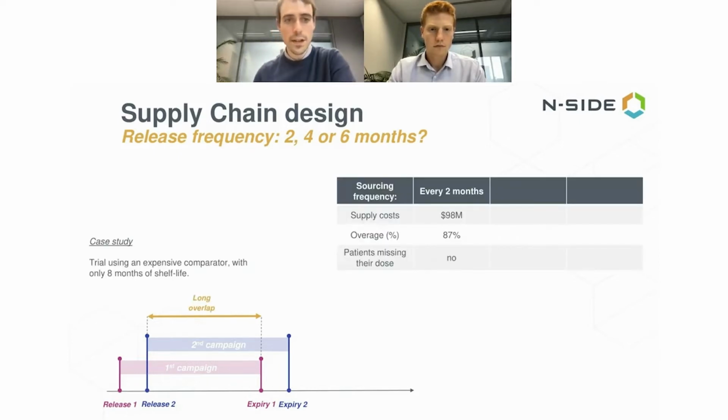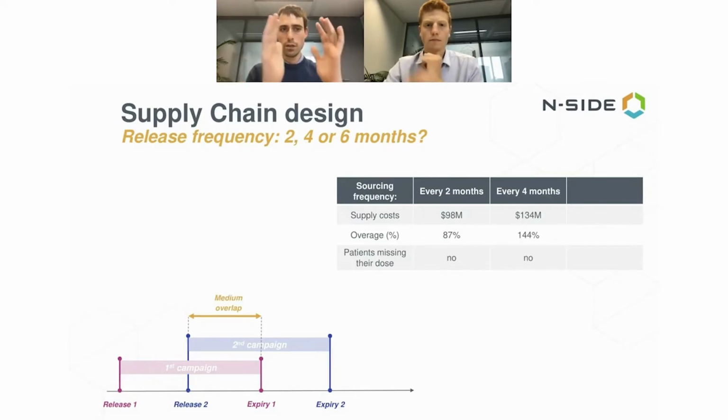So in this specific example, we were dealing with a very expensive trial, close to 100 million of supply costs. And why is that? It is because it was a large phase 3, multiple hundreds of patients. And on top of that, we're dealing with expensive comparators with a short shelf life, only 8 months of shelf life. And we tested different scenarios in our software. What if we would pack every 2 months? What if we would pack every 4 months?